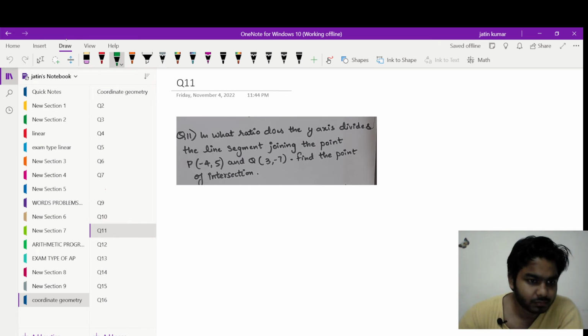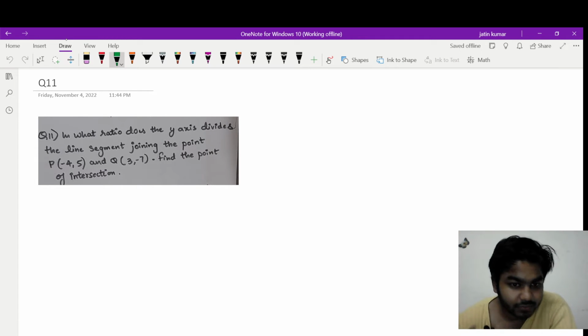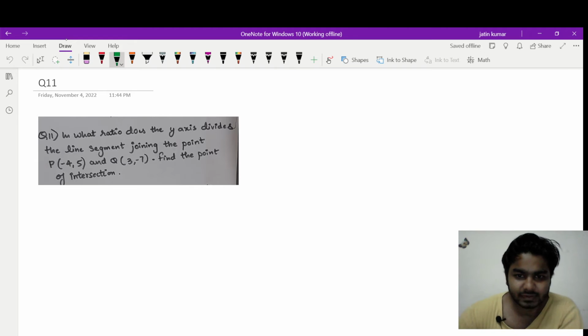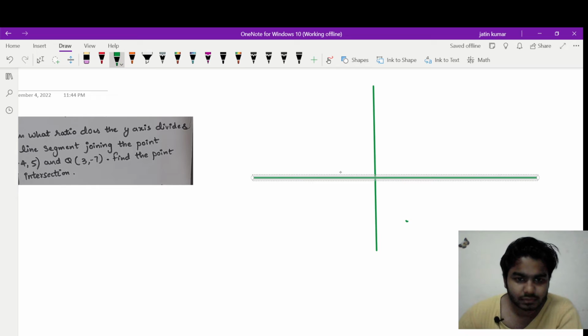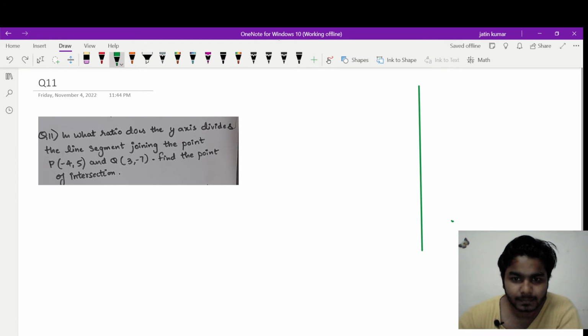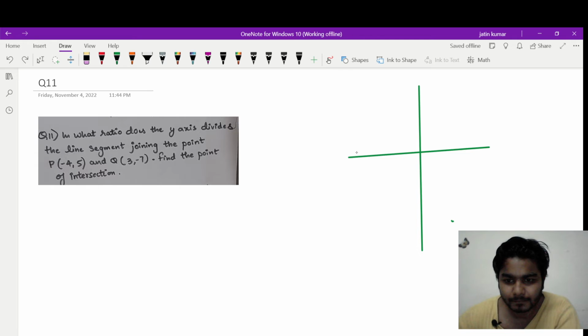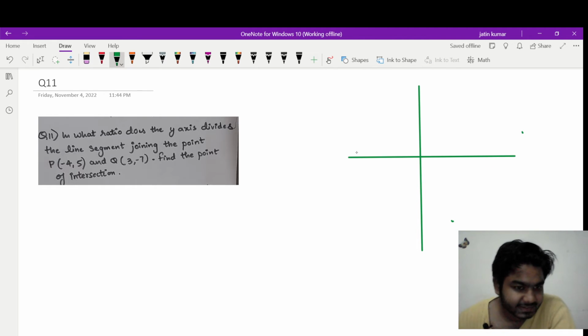Now we will move on to question number 11. In what ratio does the y-axis divide the line segment joining the points (-4, 5) and (3, -7)? Let me draw a Cartesian plane again. This is the y-axis, and this is the x-axis. (-4, 5) will be somewhere here, assume that it is here, and (3, -7) will be somewhere here.